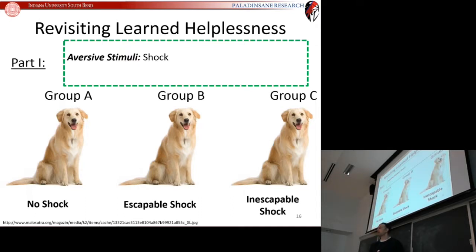Now, we could probably guess that going in, but it's important to remember that it's not what we think of shocks. It's not what we, projecting on the dogs, would think of shocks. It's always defined by their behavior. So if you were to ask an expert in the psychology of learning, is food going to be a reinforcer for this individual?